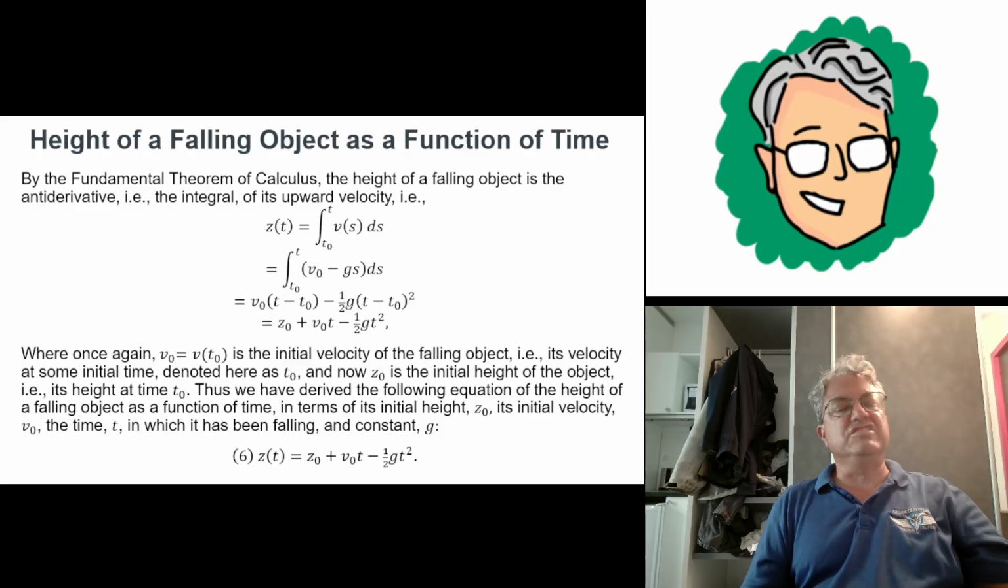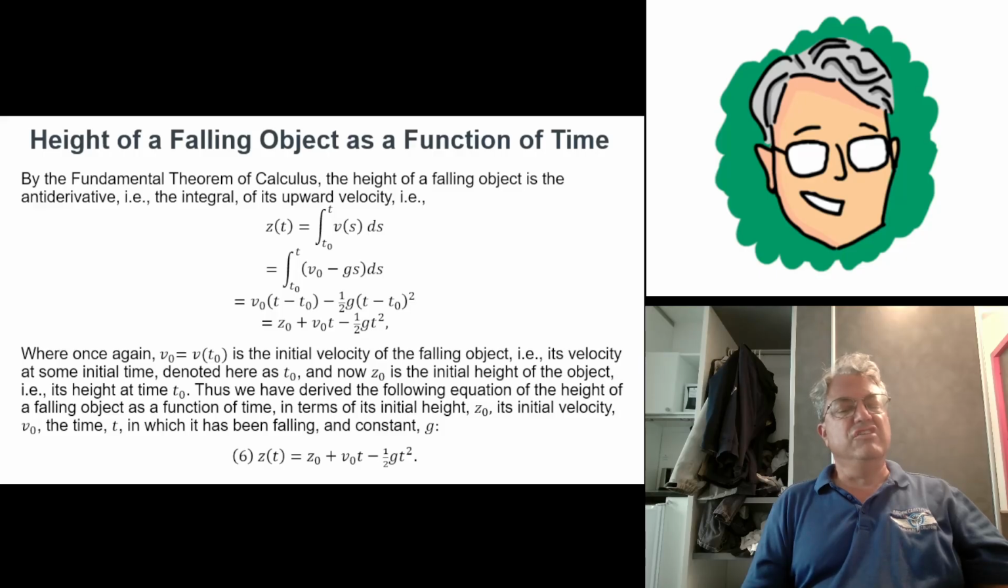Its initial velocity is v0. That's positive if it's upward, negative if it's downward. So we have v0t, and then the last term is minus 1/2 gt squared. That's a nice formula. That's formula 6, and you've probably seen this before too in pre-calc.